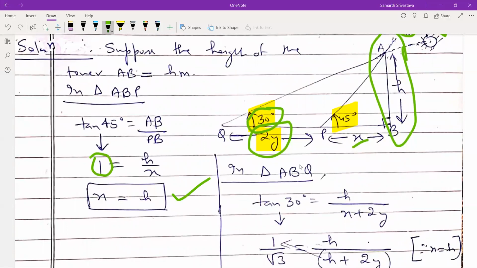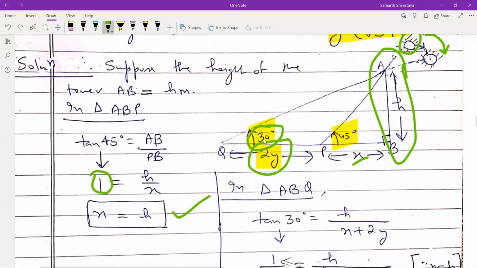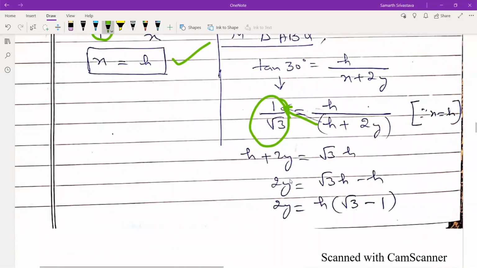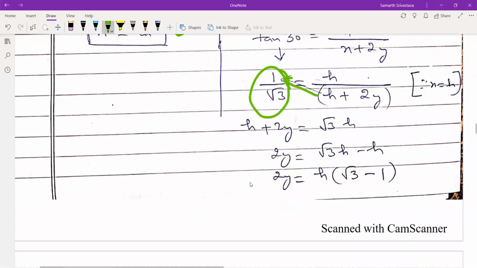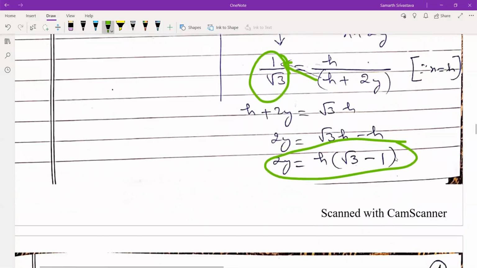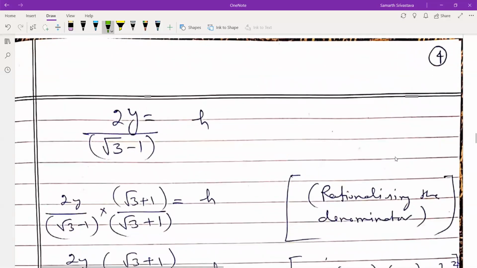Now if I take triangle ABQ, tan 30 degrees is equal to h upon x plus 2y, and tan 30 is the standard angle whose value is 1 by root 3. So 1 by root 3 is equal to h upon h plus 2y. So h plus 2y is equal to root 3 h by doing the cross multiplication. So 2y is equal to root 3 h minus h. h you can take common. So you have got h is equal to 2y upon root 3 minus 1.